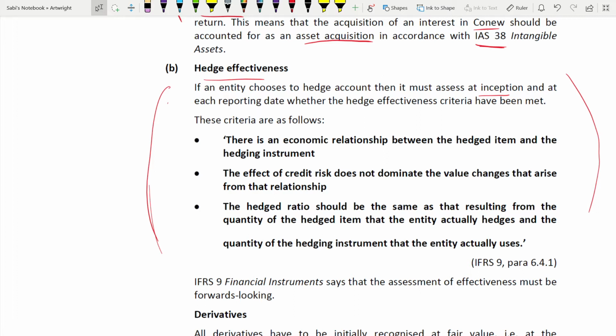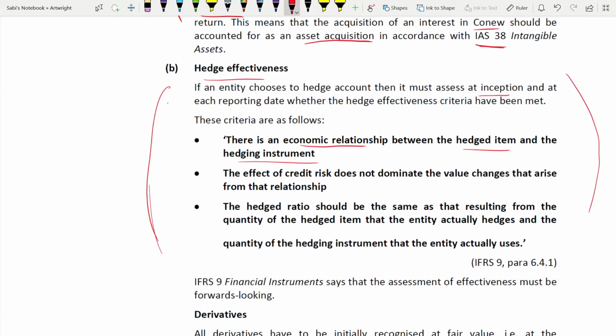For example, effectiveness criteria. So these are the three criteria. What is it? First, there is an economic relationship between the hedged item and the hedging instrument. You cannot hedge when there is no relationship. There should be some economic relationship between a hedged item and the hedging instrument. What is a hedged item and a hedging instrument? In my AFM lectures, for those who have done AFM or are going to do AFM, they know these hedging instruments, right? We have so many hedging instruments, like derivatives and all, to hedge our financial risk, sorry, currency risk and interest rate risk. In my AFM lectures I have covered this.